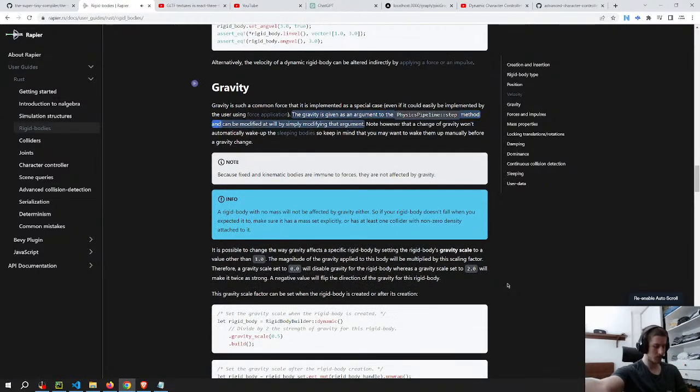The gravity is given as an argument to the physics pipeline's step method and can be modified by simply modifying the argument. Note, however, the change of gravity won't automatically wake up a sleeping body, so keep in mind that you may want to wake it up manually before the gravity change. Because fixed and kinematic bodies are immune to forces, they are not affected by gravity. Info. A rigid body with no mass will not be affected by gravity either.